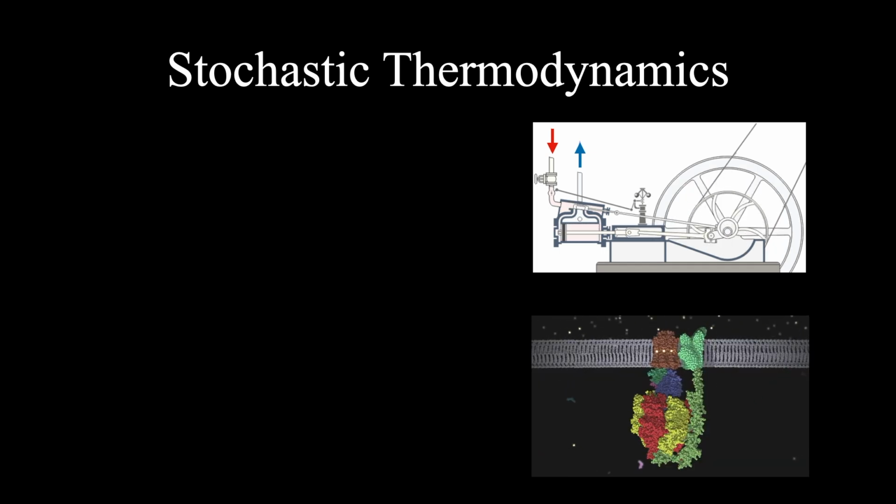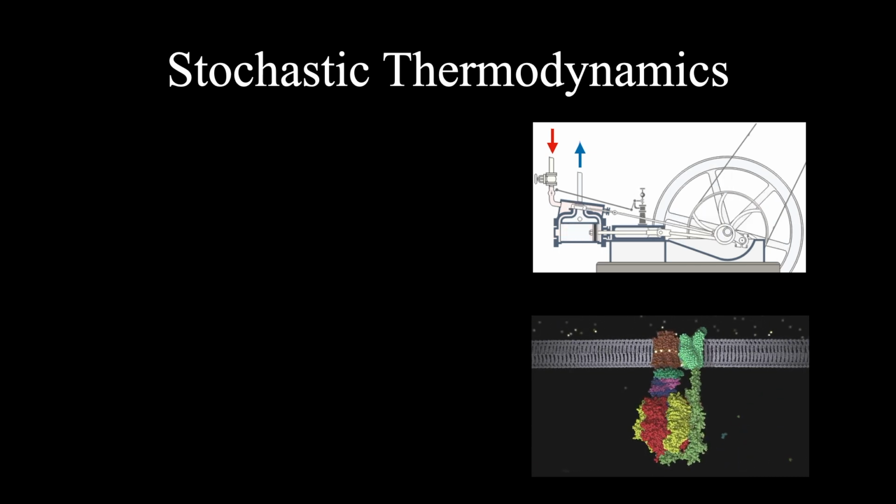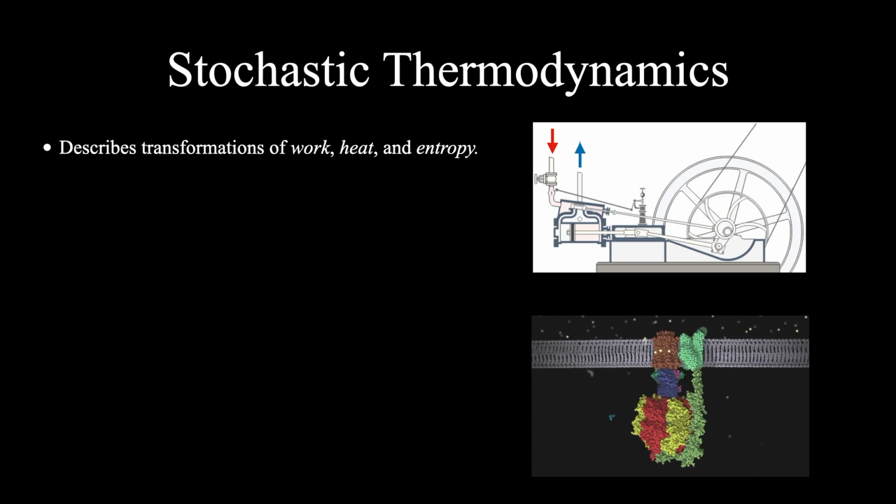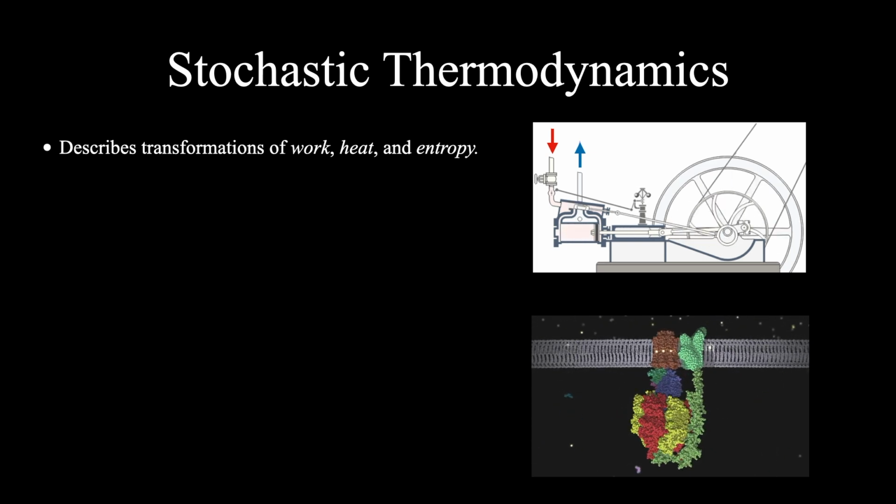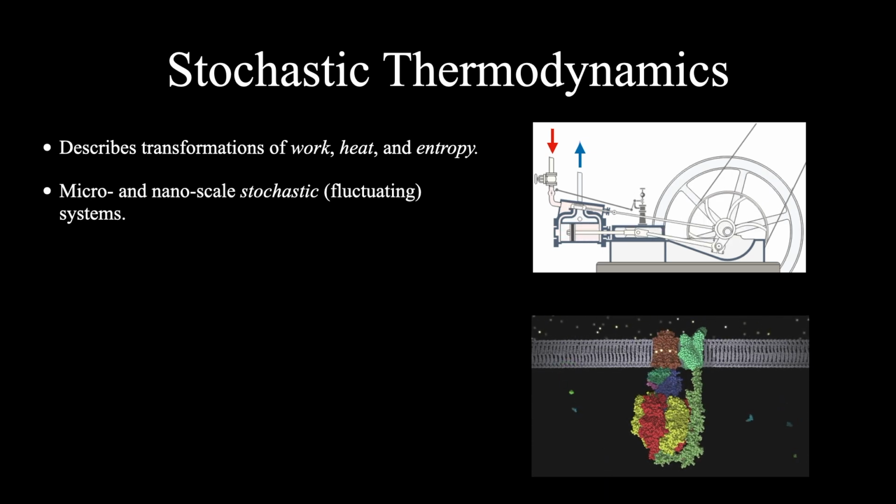In stochastic thermodynamics, rather than describing these macroscopic heat engines, typically what we want to describe are microscopic machines. So in this animation, I'm showing ATP synthase, which lives in the mitochondrial membrane, and is a molecular motor that drives a central crankshaft and synthesizes ATP. Now, once again, we want to describe transformations of work, heat, and entropy. However, now for these micro and nanoscale stochastic fluctuating systems.